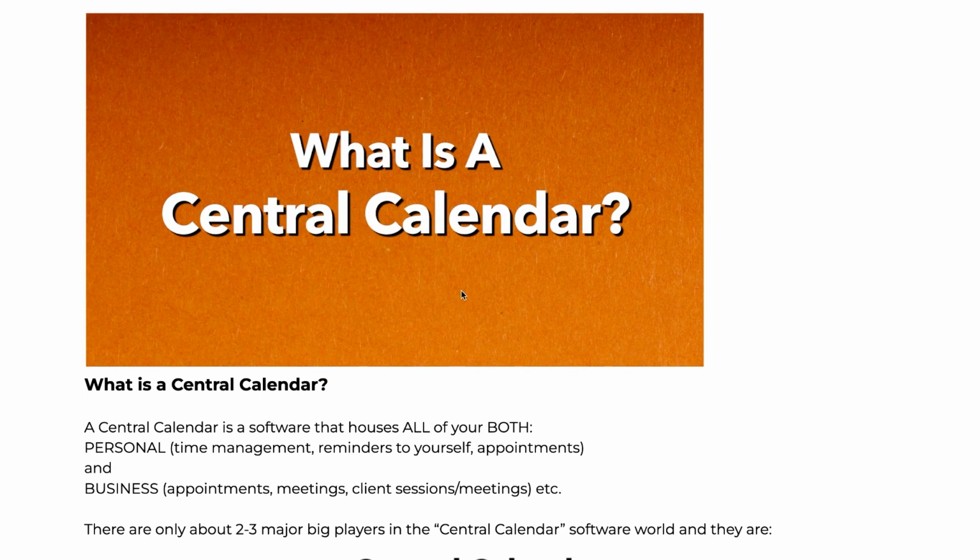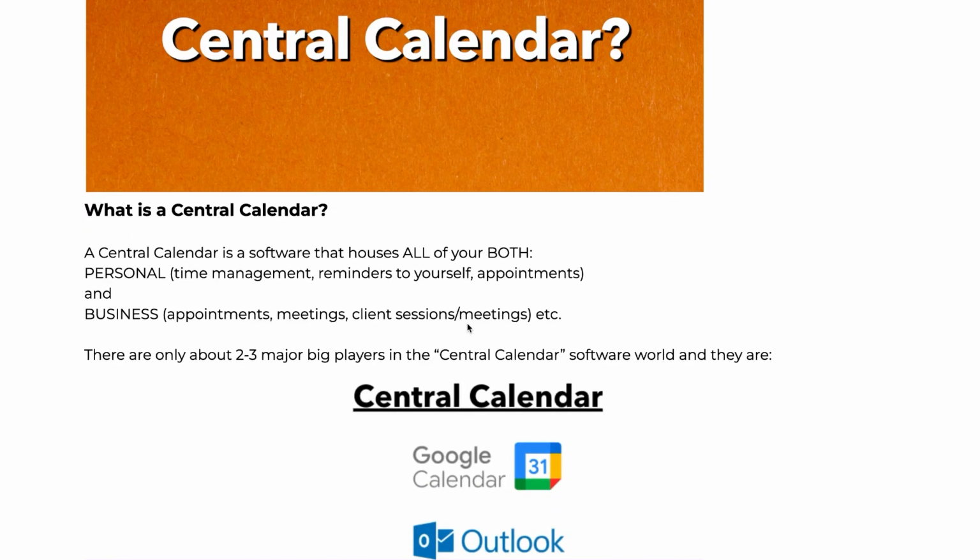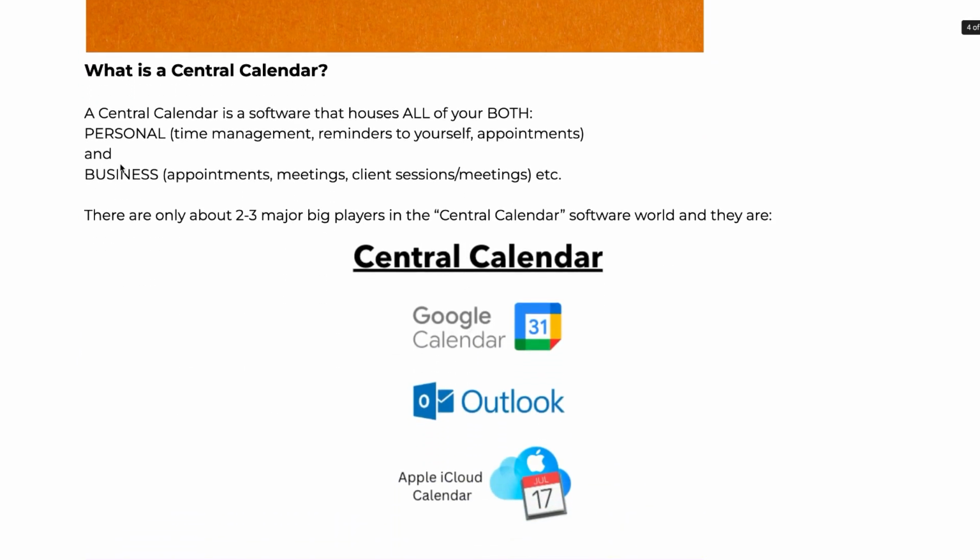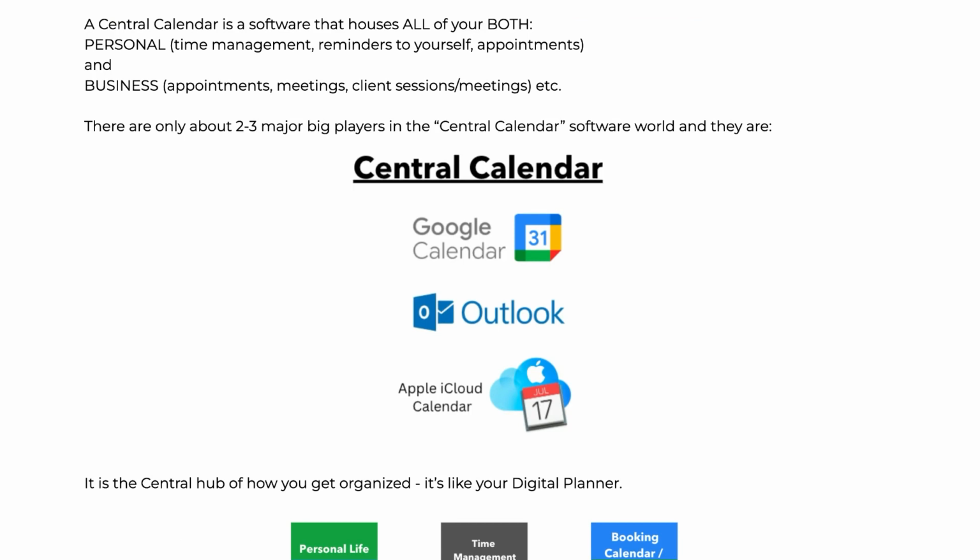A central calendar is a software that houses all of your personal and your business appointments, right? So it's going to house both your personal things like your time management, your reminders to yourself, your doctor's appointments, your family's appointments. If you've got any kids, your kids' appointments, any date night with your spouse, you're going to have that on there as well. That's going to be on your central calendar, in addition to having all of your business appointments, your meetings, your client sessions, your client meetings, all of that.